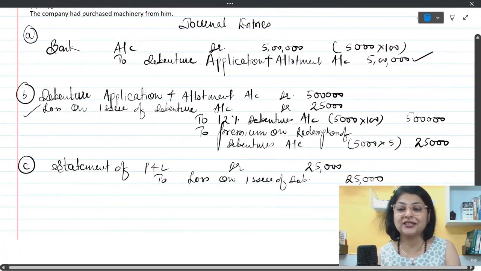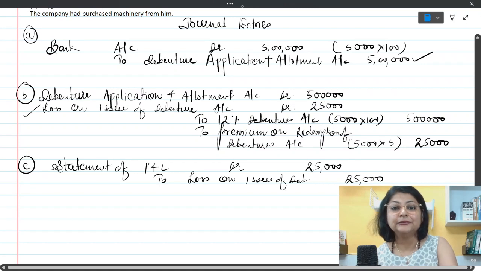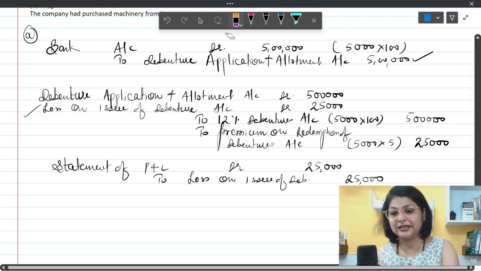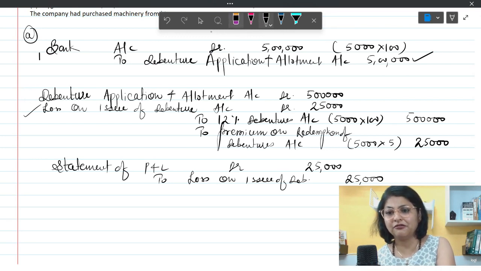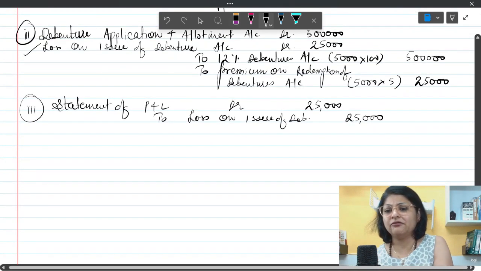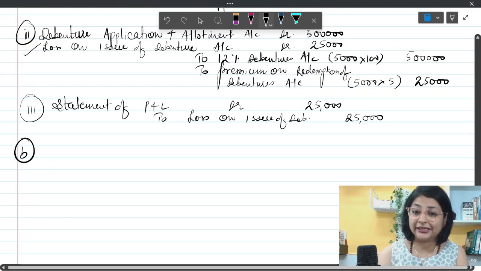Let us pass the journal entries for this case. Here I have done the wrong numbering. Let me correct this numbering first. This was part A's entry, and this is entry number 1 of part A. This is entry number 2 of part A, and this is entry number 3 of part A. Now we are starting with part B, where we are issuing 20,000 debentures.